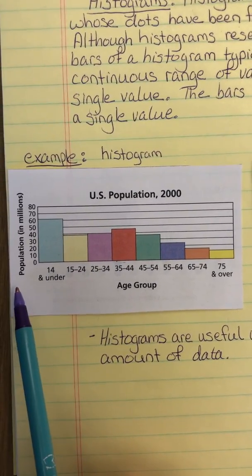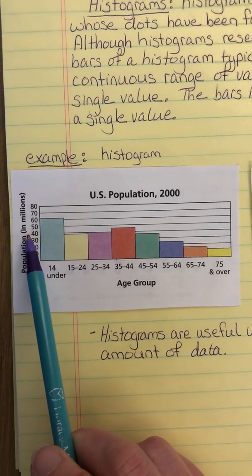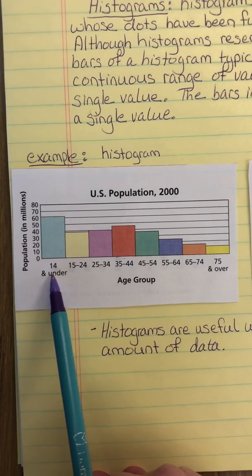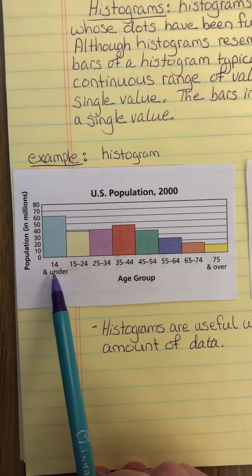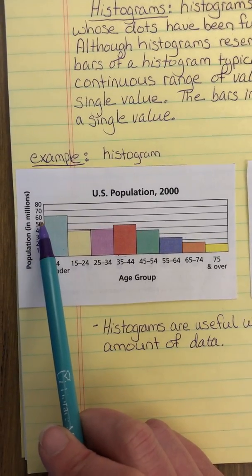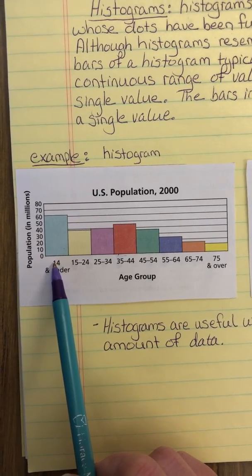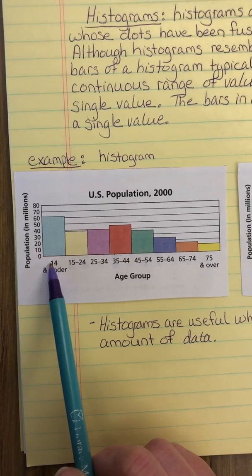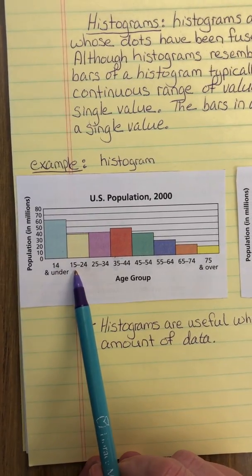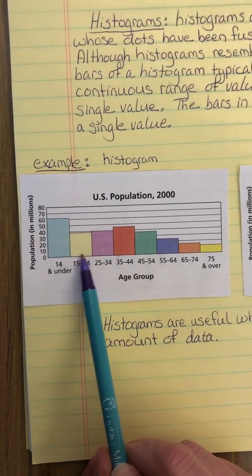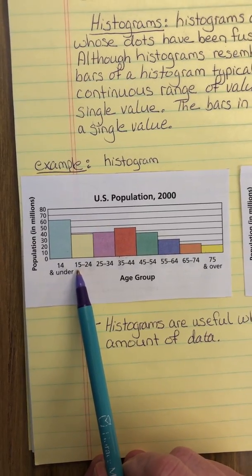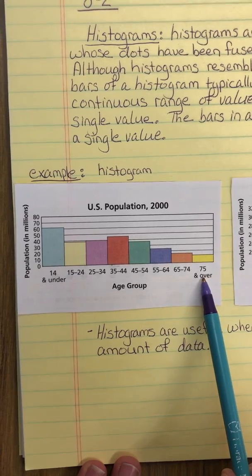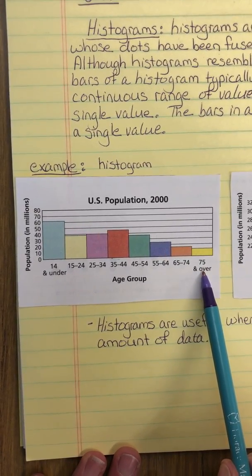Now, remember, we have our titles and our labels. This is in millions. The first age group is kids 14 and under. We have 60 million kids in 2000. That's a lot of kids. Can you imagine doing dot plots for that? That would take too much. The next range, which these are called bins, by the way, is ages 15 to 24, and so on and so forth, all the way to people who are 75 years and older.